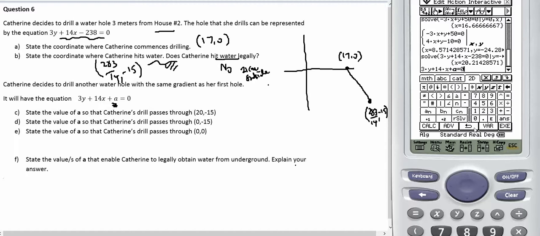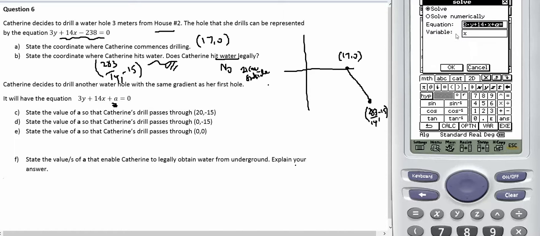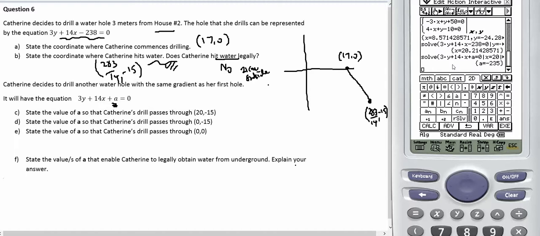So I'm going to go options given x equals 20, given y equals minus 15. So I'm going to substitute x equals 20 and substitute y equals minus 15, and then I'm going to solve that for a. Interactive advanced solve. Solve for not x, but solve for a. Okay, and that tells me that a equals minus 235.